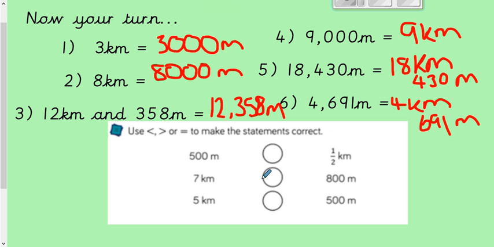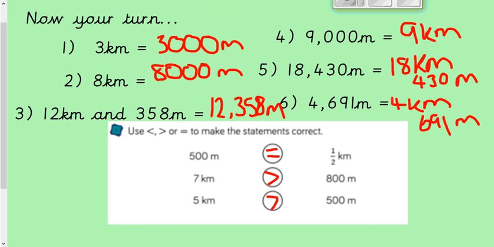And if you did get onto the challenge, just looking at it now, so we have 500 meters and half a kilometer, so they are equal. Okay, so you should have an equal sign there. 7 kilometers is a lot bigger than 800 meters, and then 5 kilometers is also a lot bigger than 500 meters. Okay, because these are both less than just 1 kilometer. Okay, so because these are in kilometers, these are bigger.